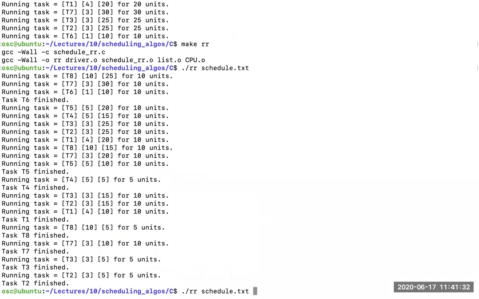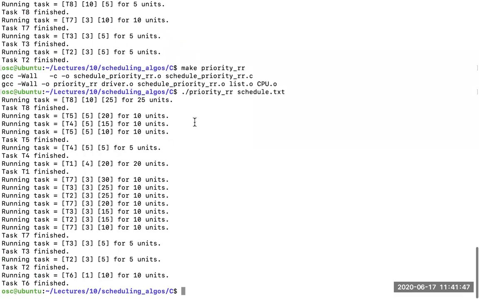And then we have priority RR. In priority RR, the scheduling algorithm is that the priorities are given to tasks based on the priority of the task. And if two tasks have the same priority, then they would be executed by round robin. The round robin quantum time is 10 units here.